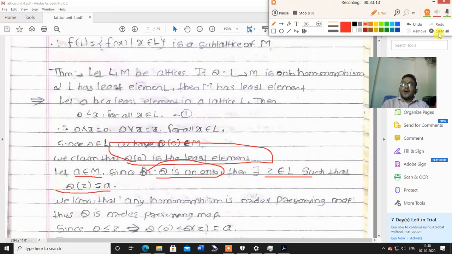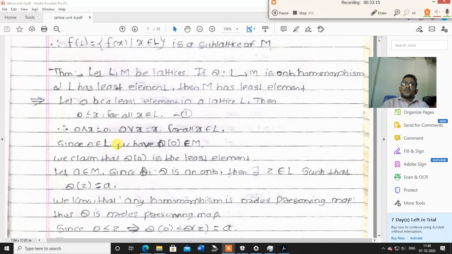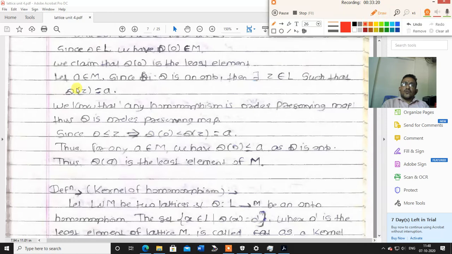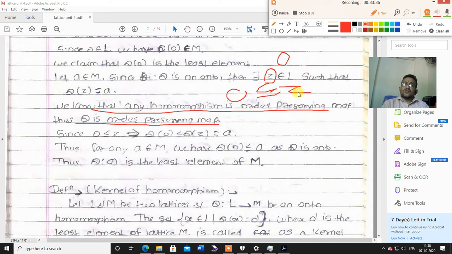Okay, so now we know that any homomorphism is an order preserving map. The theta is also an order preserving map. Here, theta is an element of L and 0 is the least element. Then we can see that 0 is related to Z. Since 0 is related to Z and theta is order preserving, we can see that the image of 0 is also related to the image of Z.